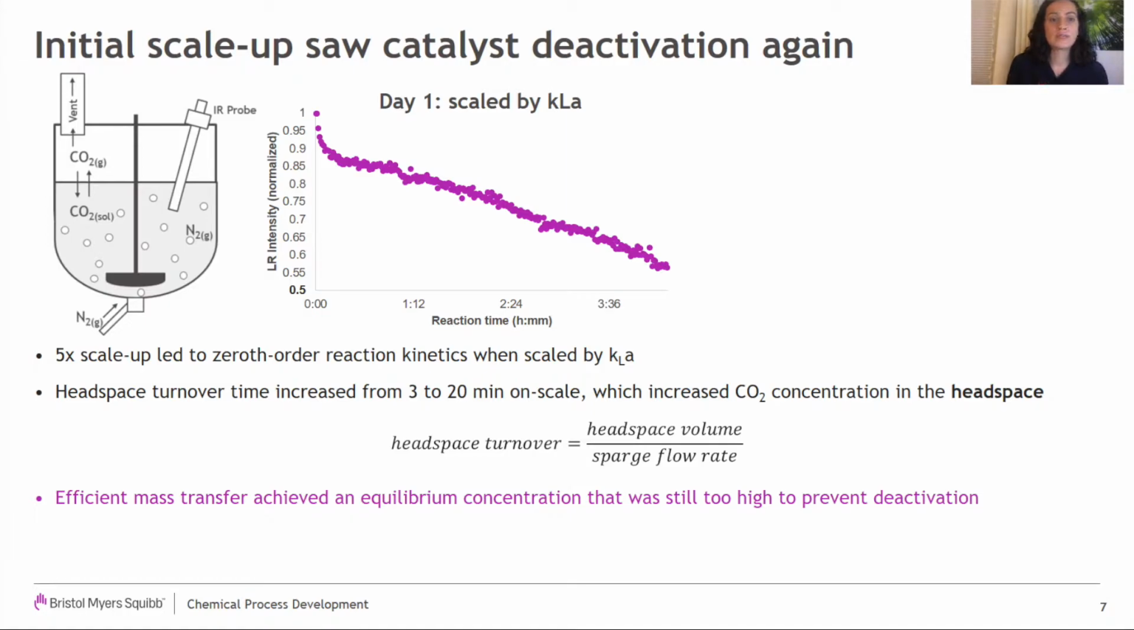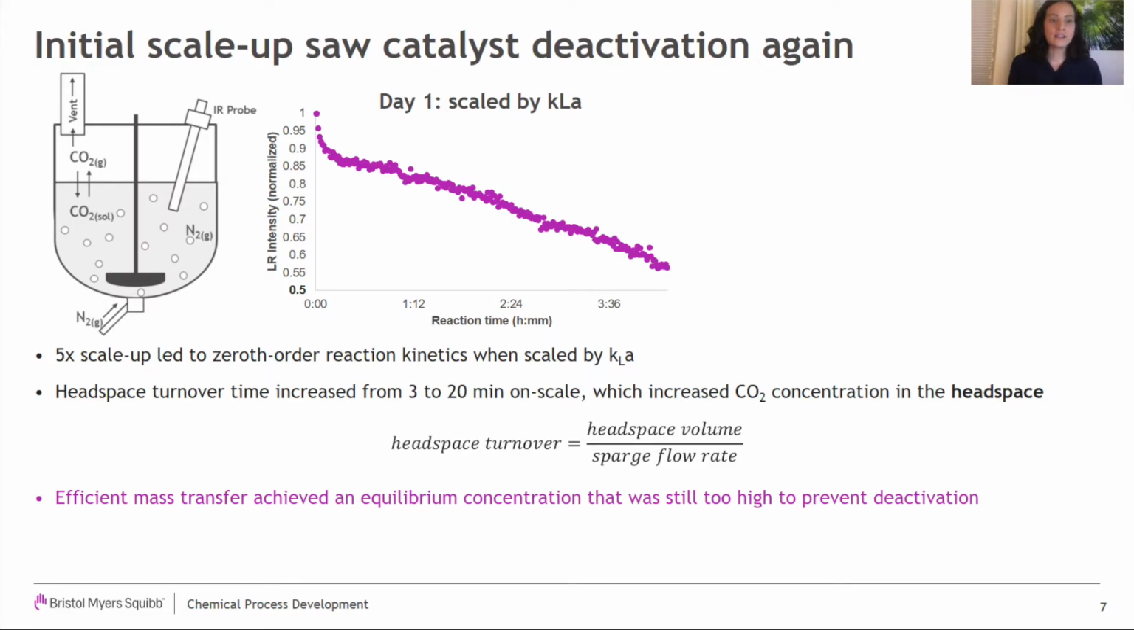So note on this plot that the limiting reagent by IR only goes down to 50% conversion. In the reaction time we expected, we saw less than 50% conversion. So this 5x scale up did lead to 0th order kinetics, even though we scaled by KLA. And we hypothesized that this is due to headspace turnover.